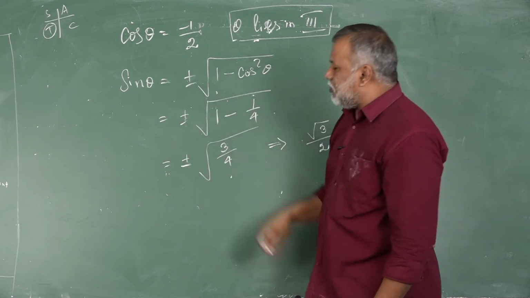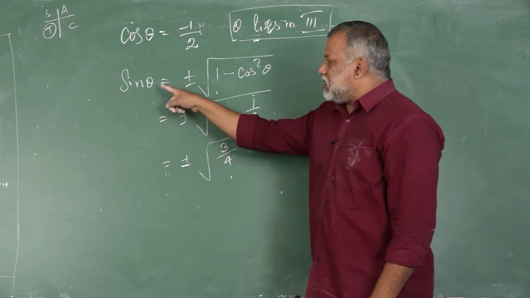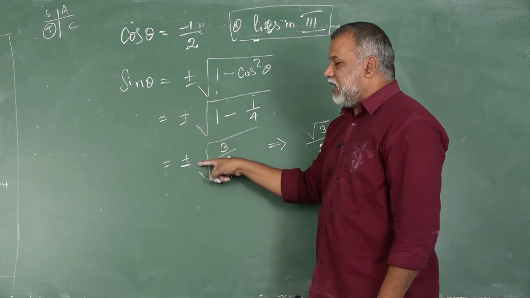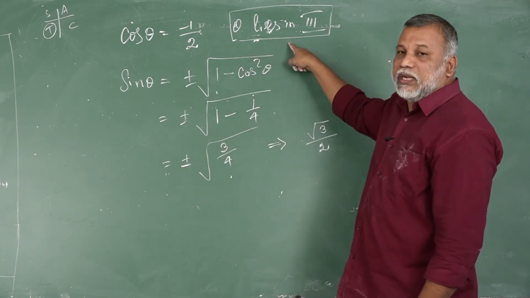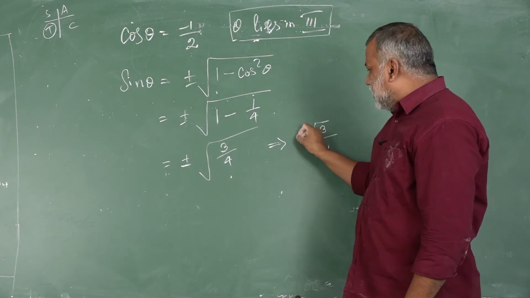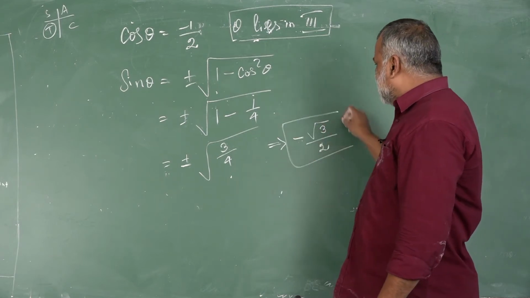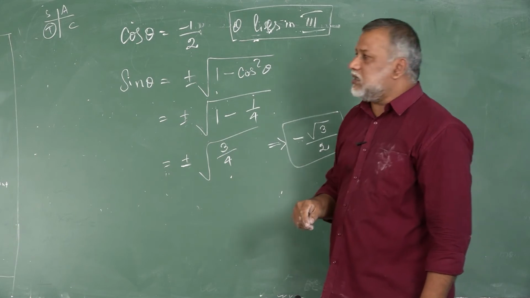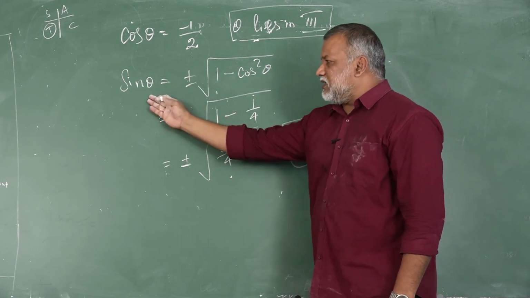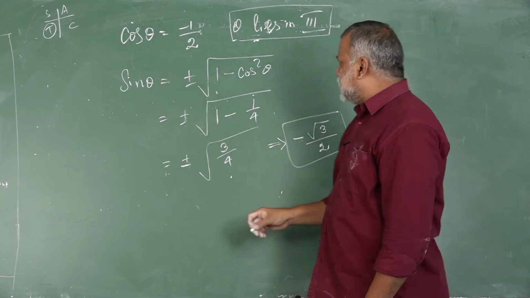See, we are having plus or minus symbol here. Sin theta may be plus or minus, but as per this rule, theta lies in the third quadrant. In the third quadrant, sin gets negative. So we are having sin theta and cos theta.